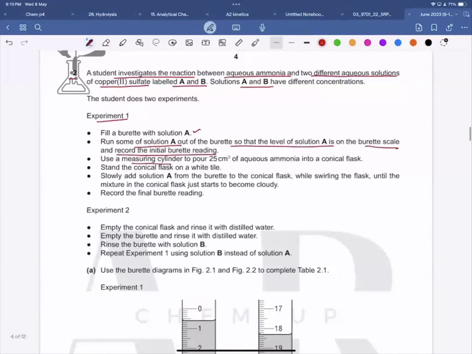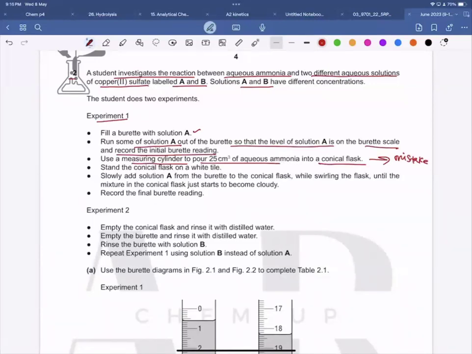Use a measuring cylinder to pour 25 cm³ of aqueous ammonia into the flask. See, here it's a mistake, because whenever we are doing a titration, we do this by using the pipette. So see, in the upcoming parts, the examiner is going to ask you what the mistake is or how we can make it accurate.